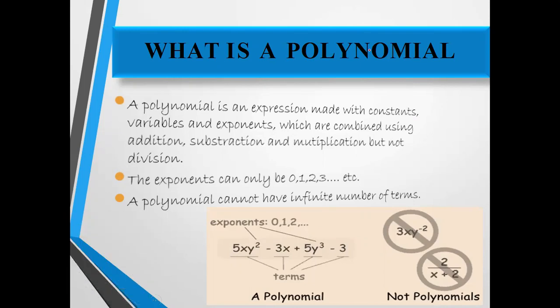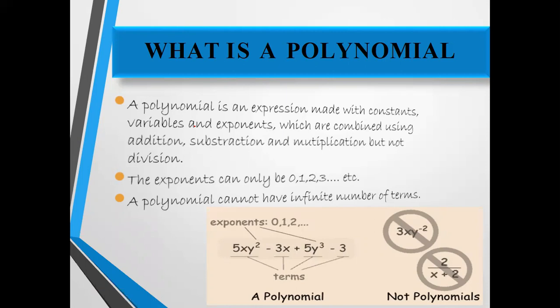A polynomial is an expression which has variables and exponents, and they are combined together in the form of addition, subtraction and multiplication, but not in the form of division. The exponent can only be 0, 1, 2, 3, and so on. A polynomial cannot have an infinite number of terms.